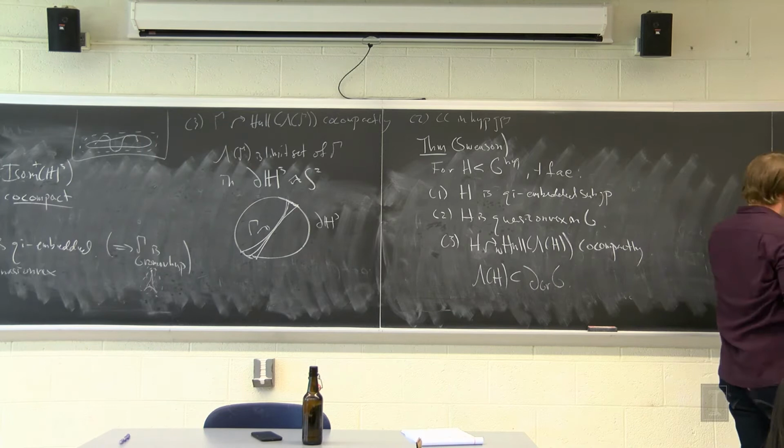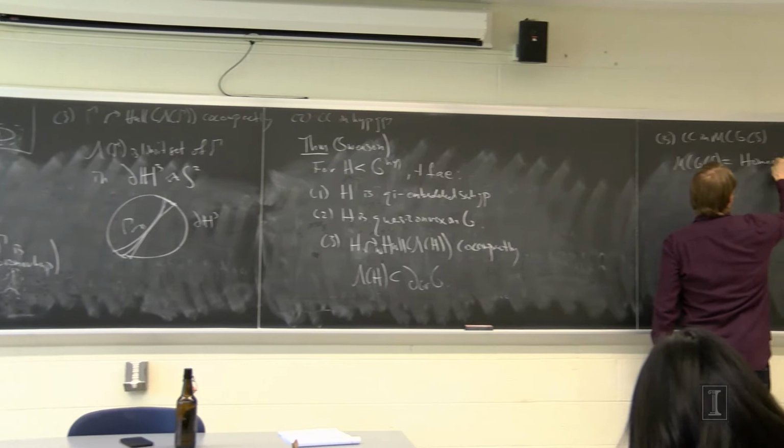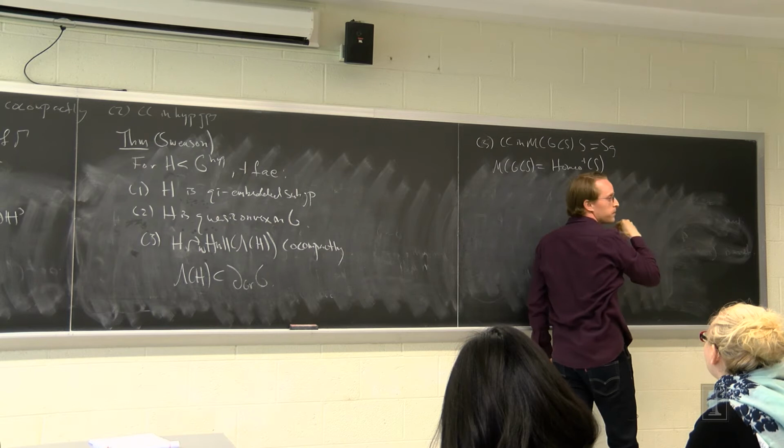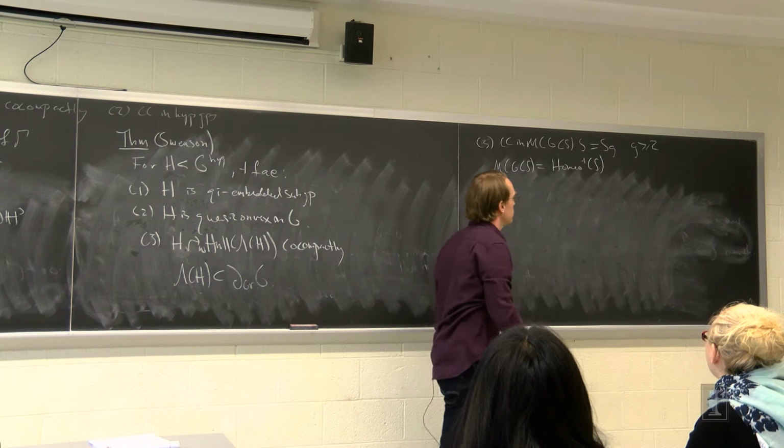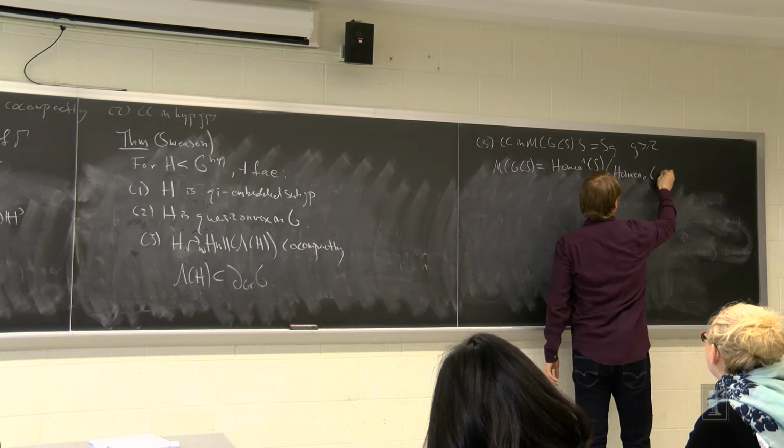Okay, so what is a mapping class group? It's the group of orientation preserving homeomorphisms of the surface here. I just want to take S to be some surface. I'll just take a closed surface of genus g, and I want genus to be at least 2. So it's the orientation preserving homeomorphisms modulo those which are isotopic to the identity.